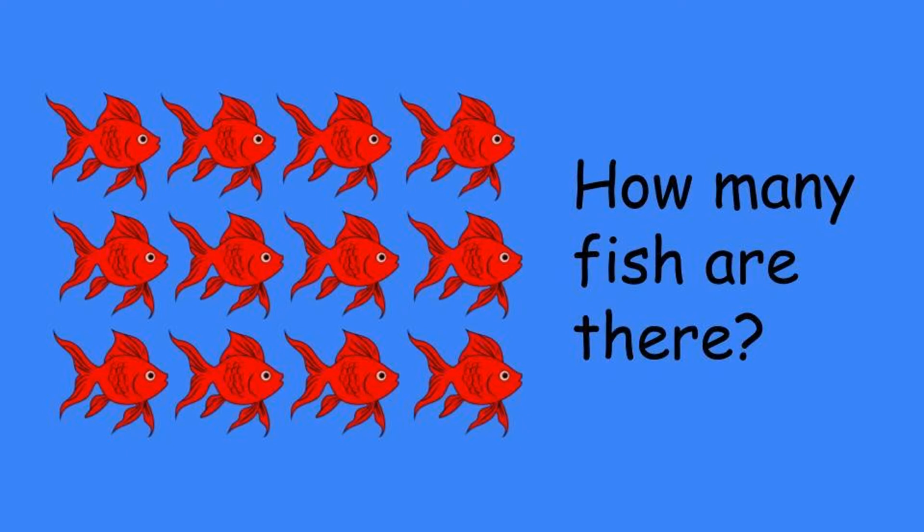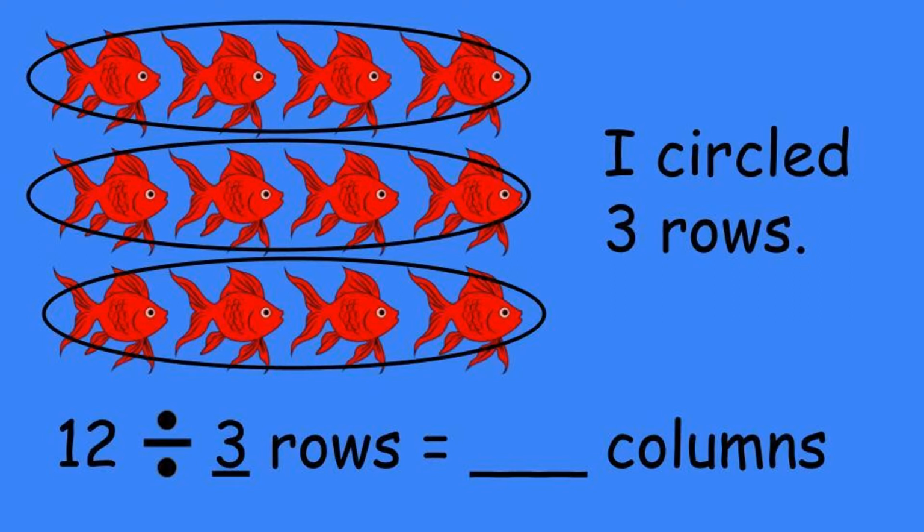Let's begin. In order to determine the division problem that goes with this array of fish, the first question we have to ask is, how many fish are there? Feel free to pause the video to count the number of fish. How many fish did you count? If you said 12, then you are correct. Since we have 12 fish, we begin with the number 12. 12 represents how many fish we have in all.